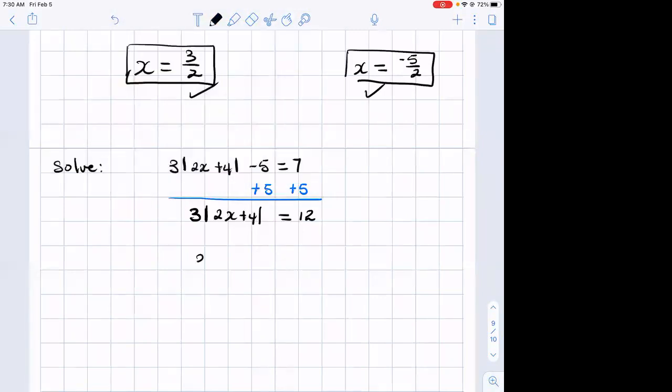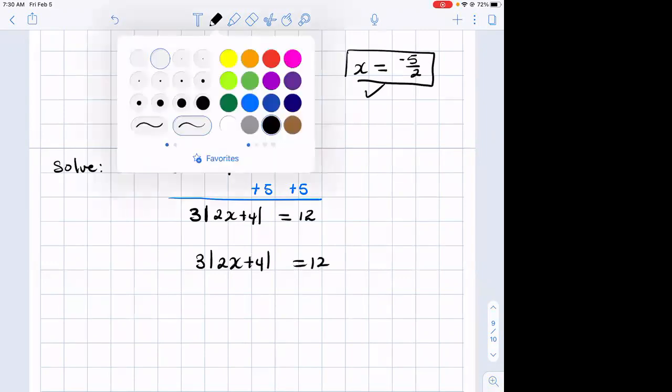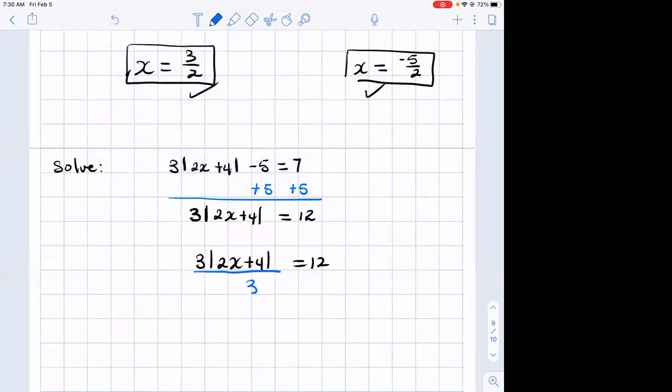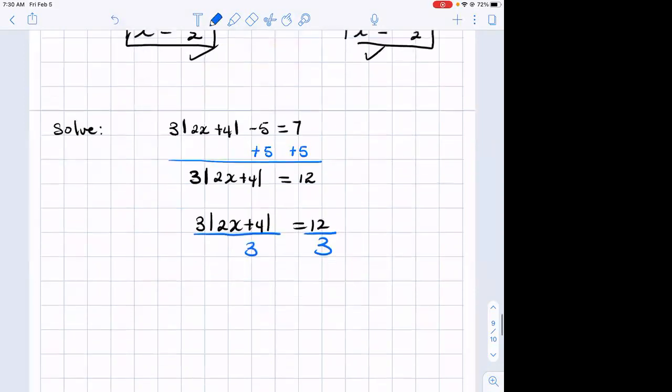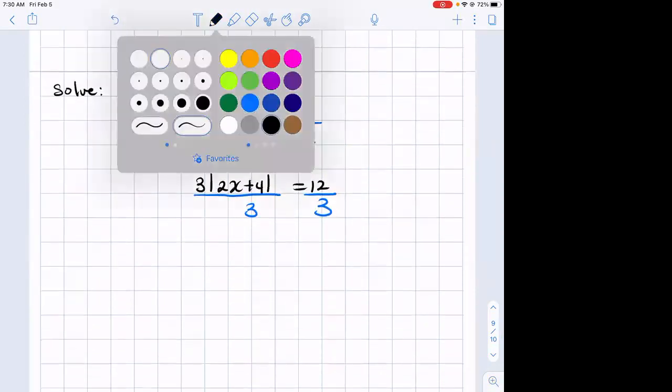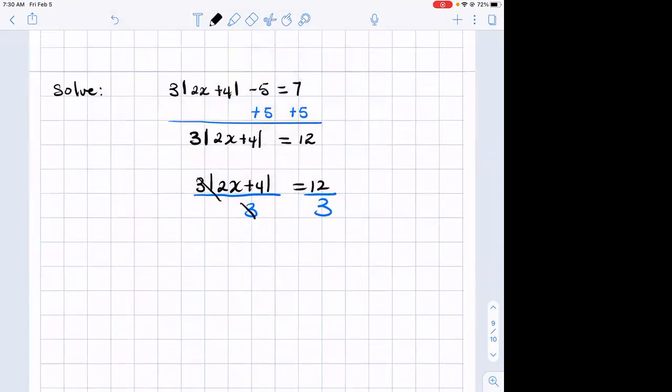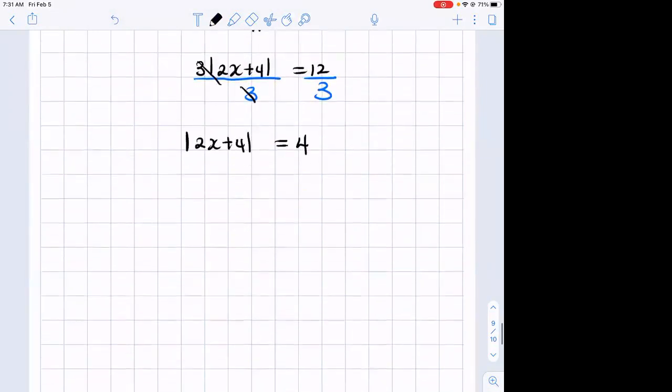Okay? So we have 3 absolute value of 2x plus 4 equals 12. Note the absolute value is still not by itself, so we have to get rid of that 3, and to get rid of the 3, we divide both sides by 3. By doing this, now the absolute value becomes by itself. And now I'm able to split the problem into 2. So it's very important that you observe that the only time you can split it is once the absolute value is isolated. Okay?